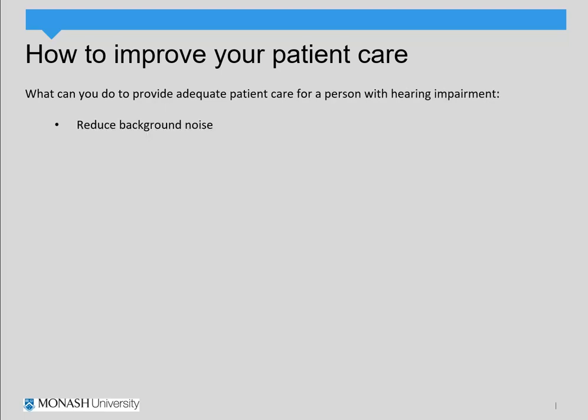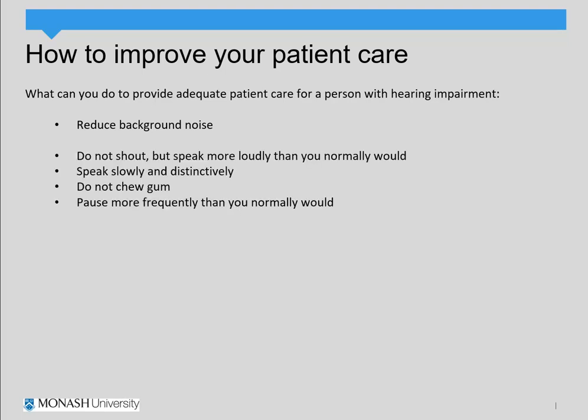So how can you improve your patient care? Number one, reduce the background noise. A bit like we said, if someone's got a visual impairment, remove the clutter from the room. Well, this is like removing the clutter. So if you can try and reduce background noise, you might need to ask other people to be quiet. If the room has 2 entrance doors to it, you might need to close both of those doors to reduce background noise. You need to make sure that you don't shout, but you speak more loudly than you normally would.